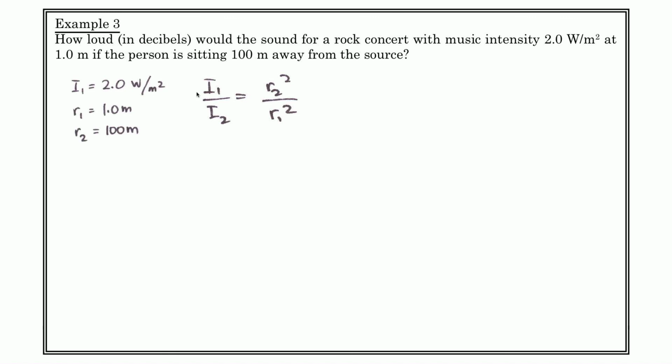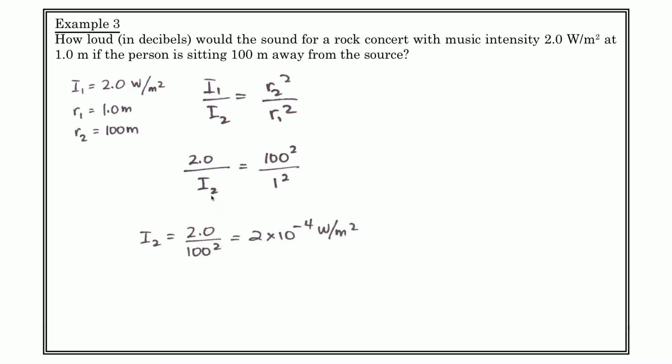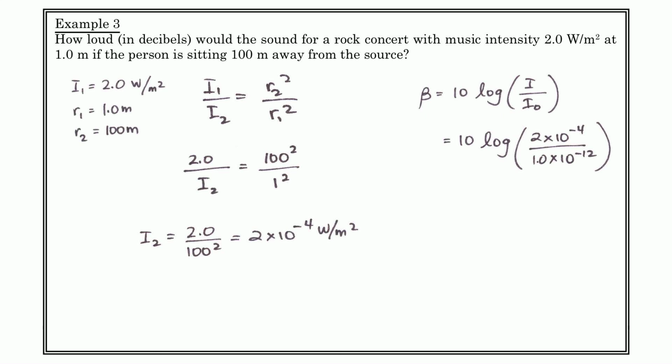So this is a two-step problem. First, we'll find the sound intensity in watts per meter squared at the new location. And when we cross multiply and solve this, we find that I2 is about 2 times 10 to the minus 4 watts per meter squared. And now we'll use this to calculate the sound level in decibels at this new distance, which is about 83 decibels. So at 100 meters away, we get a sound level of about 83 decibels.